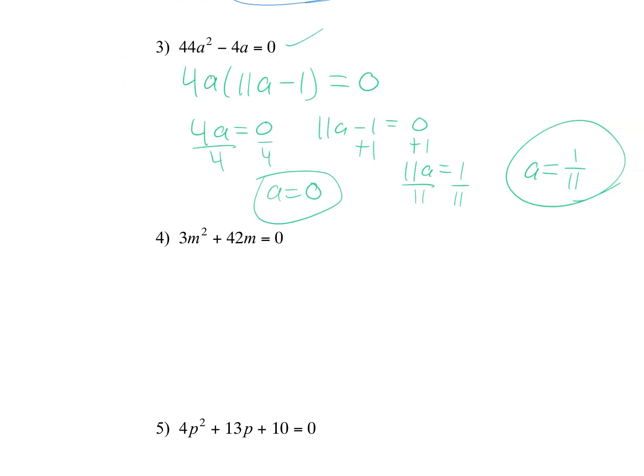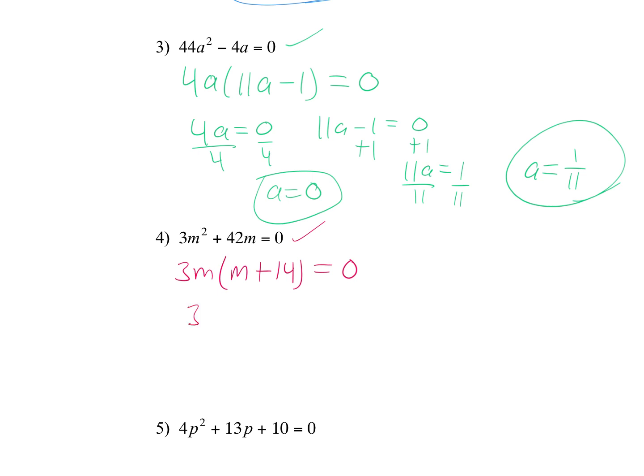Same thing with the next one, number 4. We only have two terms here. It's already set equal to 0, so now we just want to check if there is a GCF. This is obviously not a difference of squares or anything like that, so we want to take out a GCF. Here we can take out a 3m. Once we take out a 3m, we're left with m plus 14, and this equals 0.